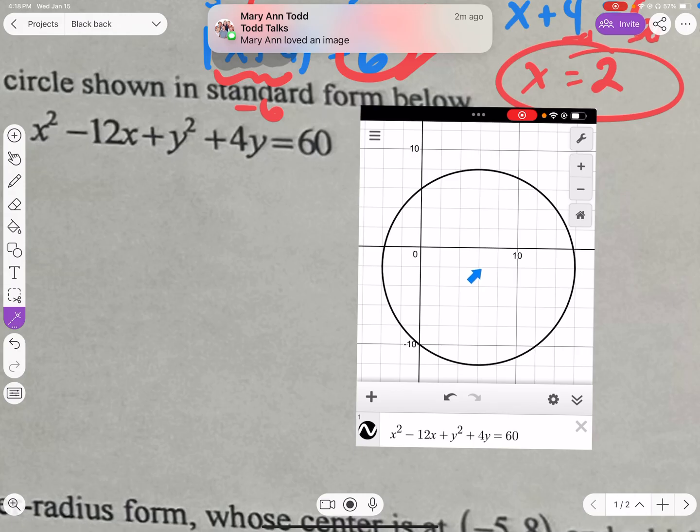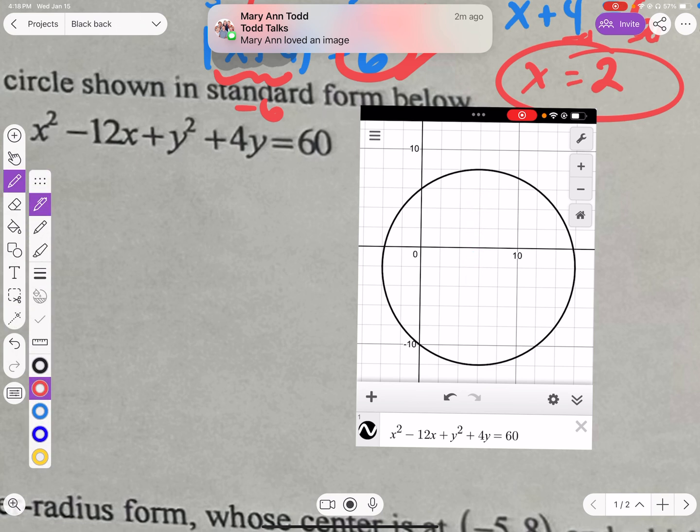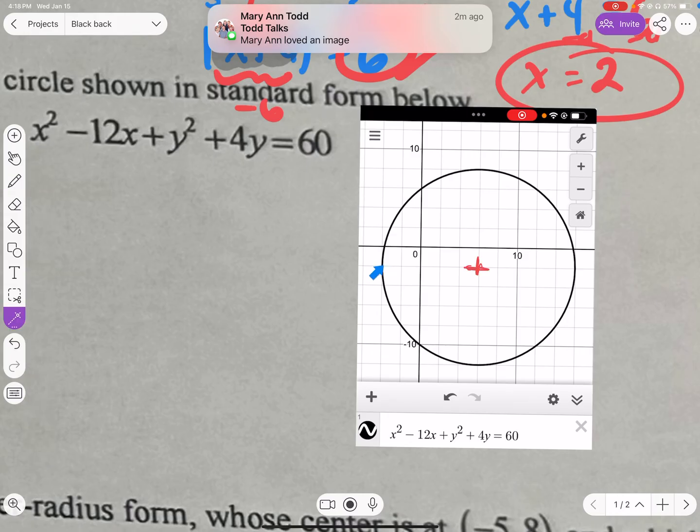It looks like it's right about there, but we'd have to measure this. So we'd go 1, 2, 3, 4, 5, 6, 7, 8, 9, 10. So its diameter is 10, which means I just want to come down 5: 1, 2, 3, 4, 5. There we go. So there's the middle. And I got to check it from this side too. 1, 2, 3, 4, 5. Yeah, so that's dead center of this circle.